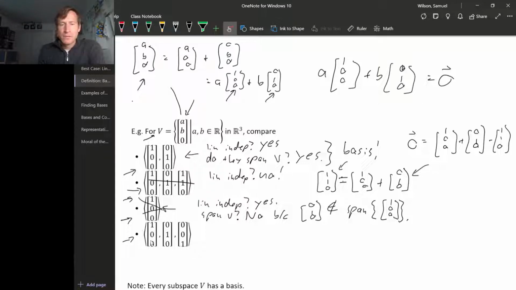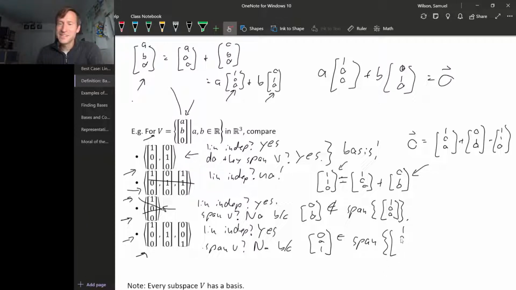Okay. Finally, let's look at this example. These three vectors, are these linearly independent? You can probably tell that yes, they are. I won't drag you through details here, but yes, these three are linearly independent. Do these span V? Well, this time the answer is no again, but the answer is no in a slightly different way. The reason that these don't span V is because this time we have a vector in our span of these three. So (0, 0, 1) is definitely in the span of these three vectors: (1, 0, 0), (0, 1, 0), and (0, 0, 1).